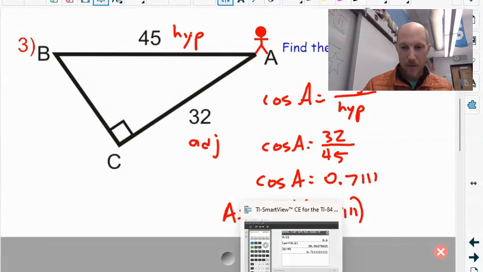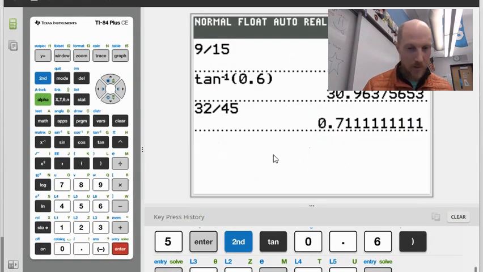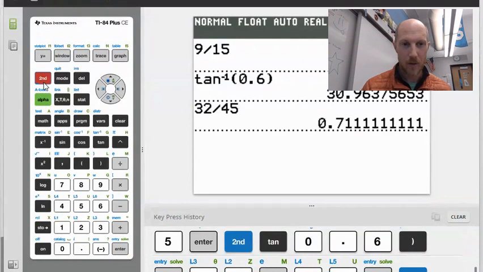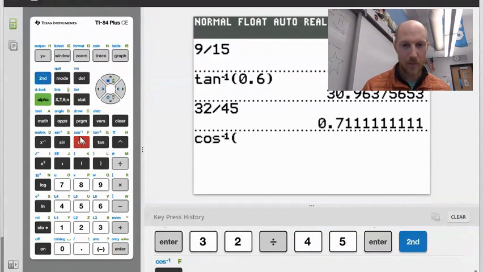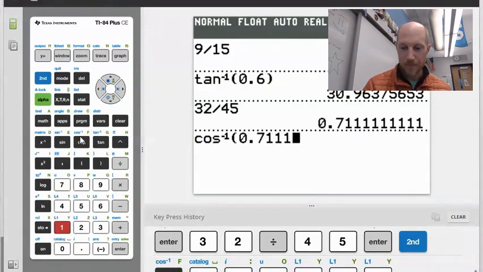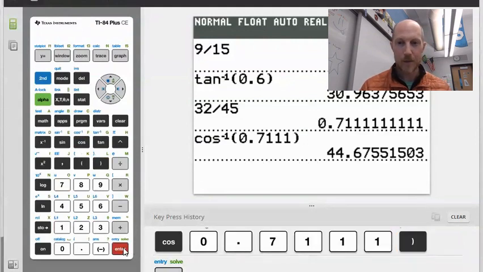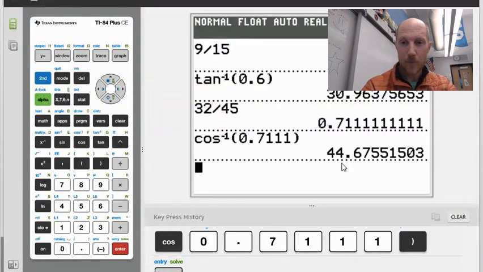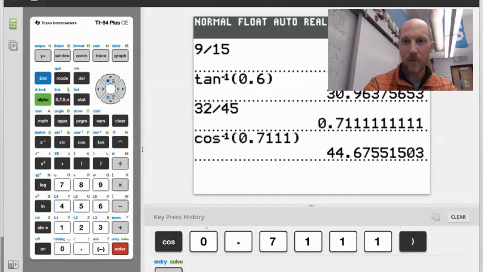Right? And so I'm going to go to the calculator now, and second cosine, so there's my inverse cosine function. I can see it right there, and then I'll just type in that same decimal, 0.7111. Close the parentheses, and that's going to be 44.6755. All right, we'll go ahead and write that down, 44.6755.